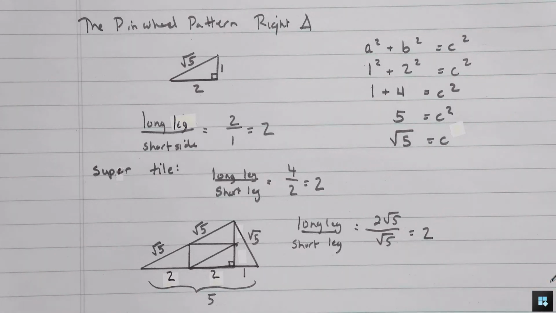So I am being scalable. I am keeping the correct ratio of long leg to short leg when I scale this up. You're not making a scalable pattern if you change the proportion of your shapes. Okay, so the proportion of your shapes has to stay the same, and we see that that is in fact happening. So this pinwheel pattern gets this chaotic look from using 5 right triangles together to form the super tile.